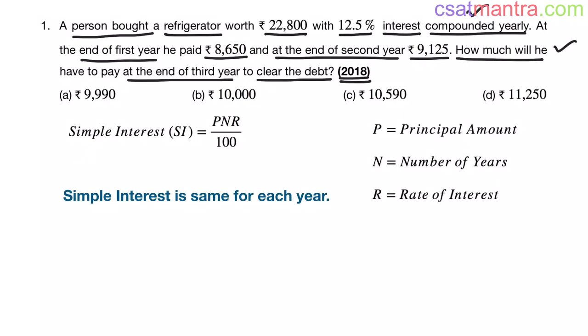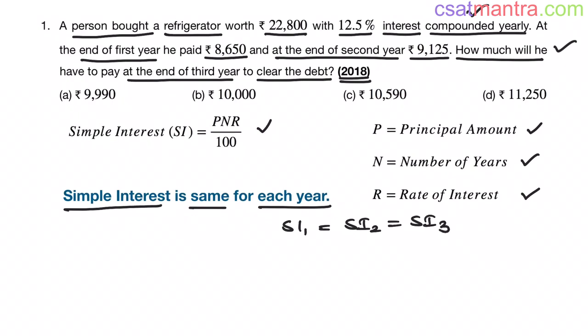We have seen the formula for simple interest, that is PNR by 100, where P is principal amount, N is number of years, R is rate of interest. And also we have gone through one important observation, that is simple interest is same for each year. Simple interest for first year is equal to simple interest for second year, which is equal to simple interest for third year. Like this, simple interest for every year is same, my friends.